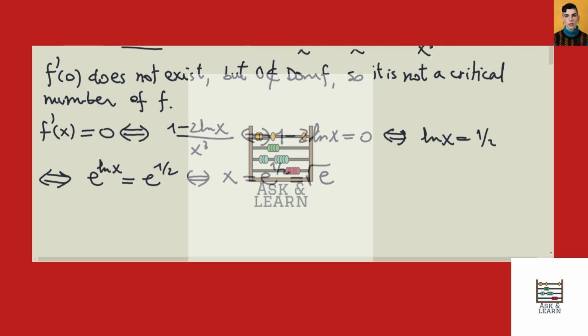And if we calculate that, the square root of e is about 1.6487.